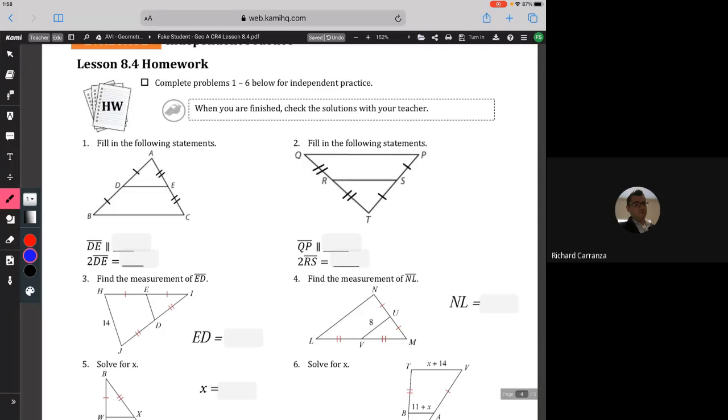So in here, we're just going to write these down. This one is saying DE is parallel to, what's the side that it's parallel to? What's the other segment? It's the bottom one, BC. And if you multiply the DE by 2, that's the theorem right there. If you multiply the middle one by 2, that's going to give you the bottom one as well, BC. So number 2, they flip it. I'm going to let you guys work on number 2. They flipped it, but it's the same thing as number 1.